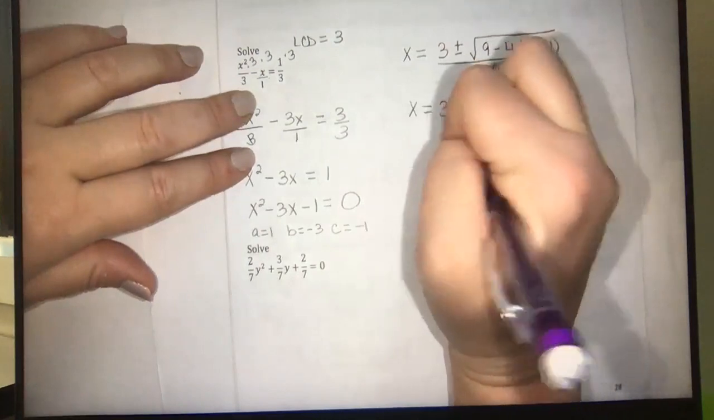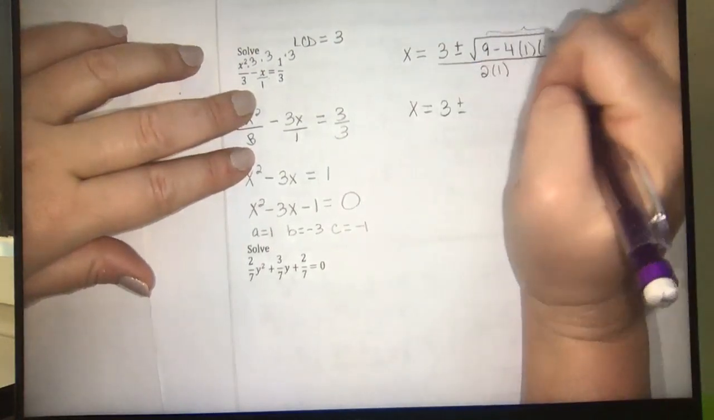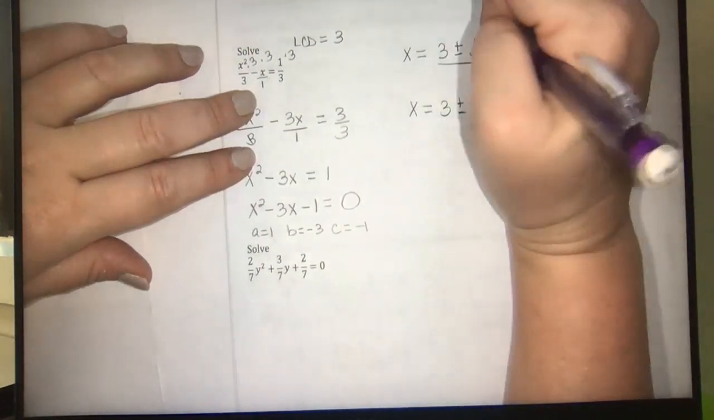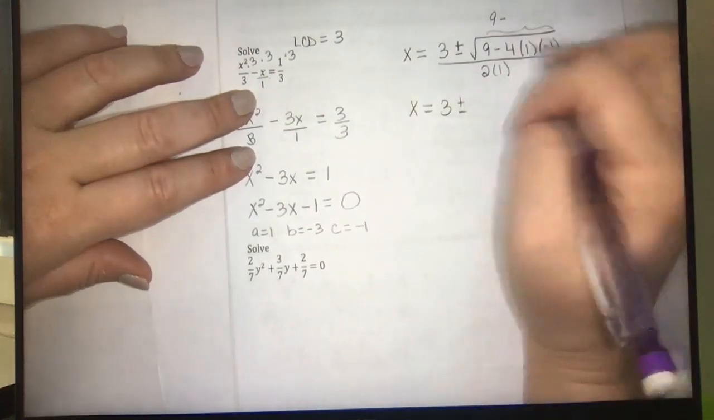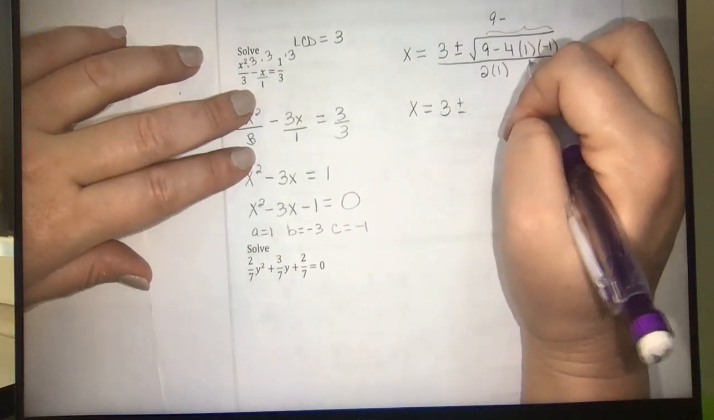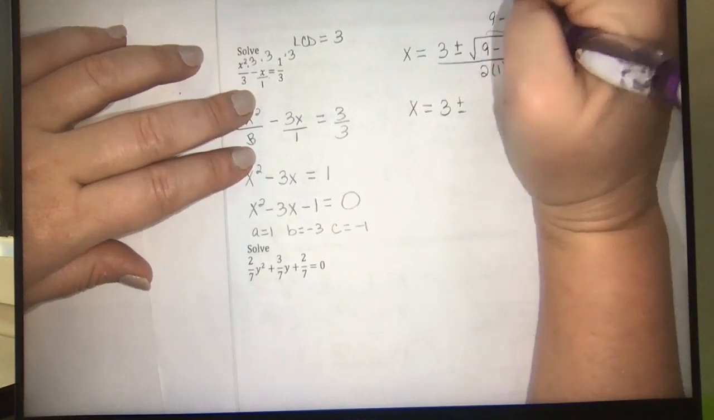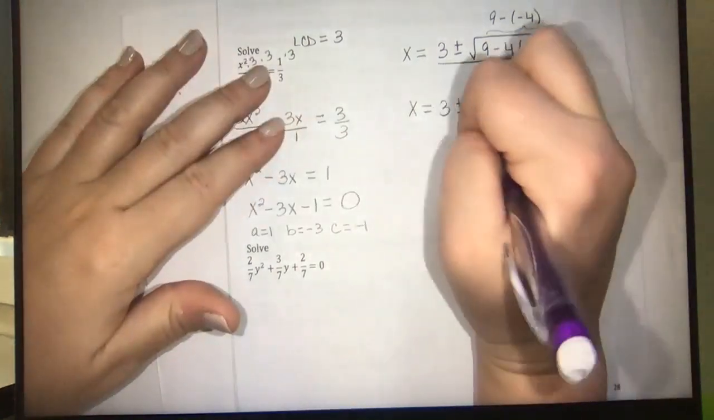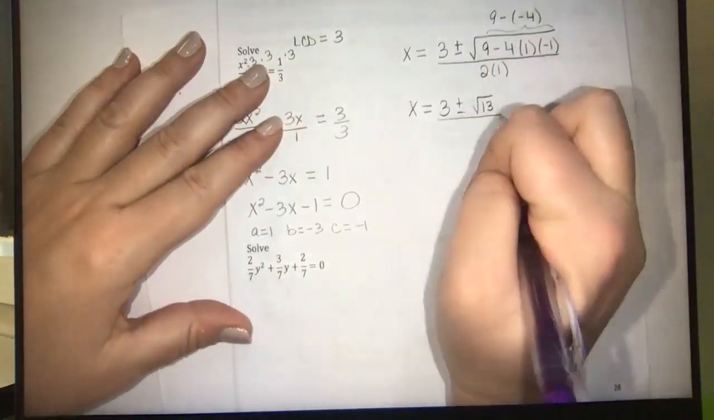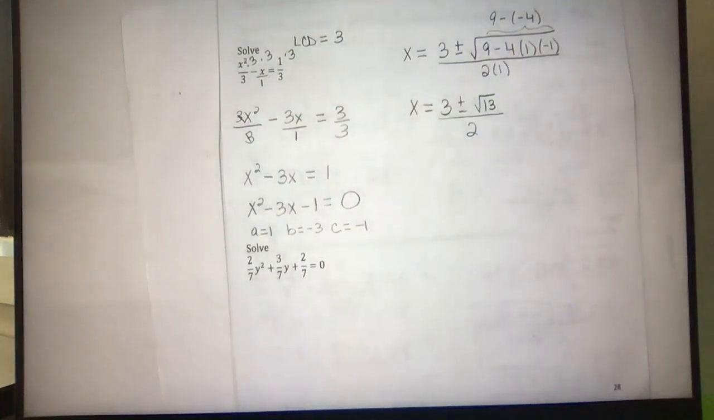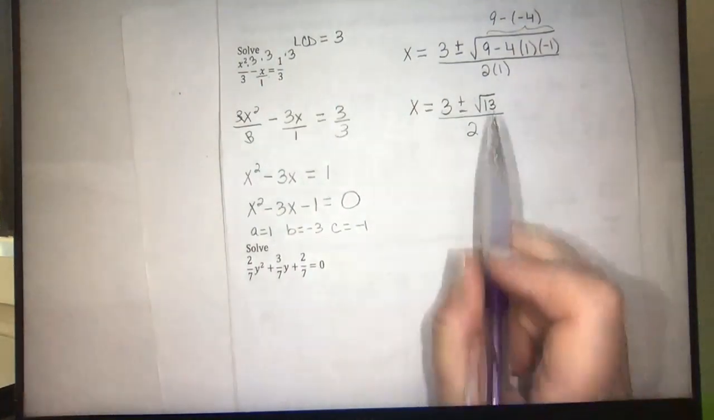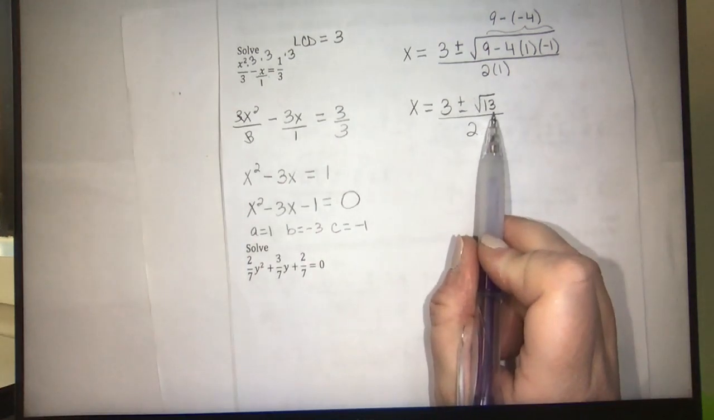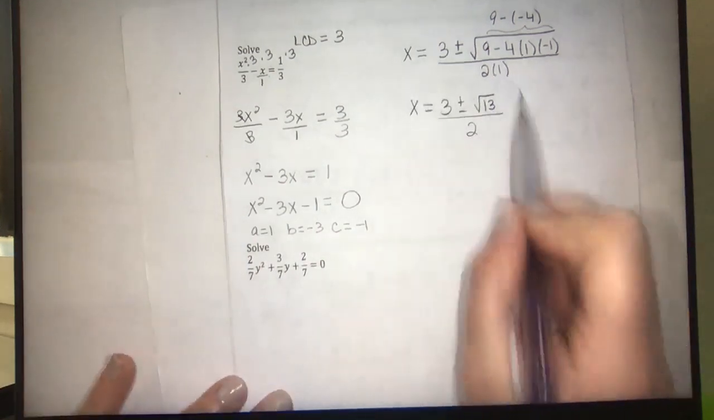3 plus or minus. Okay, if I start messing around under the radical, I'm going to have 9 minus 4 times 1 is 4 times a -1, that's -4. 9 minus a -4, square root of 13, all over 2. Okay, do I have a magic triangle? No, and I didn't even ask, can I reduce the square root of 13? No. Okay, you're done.